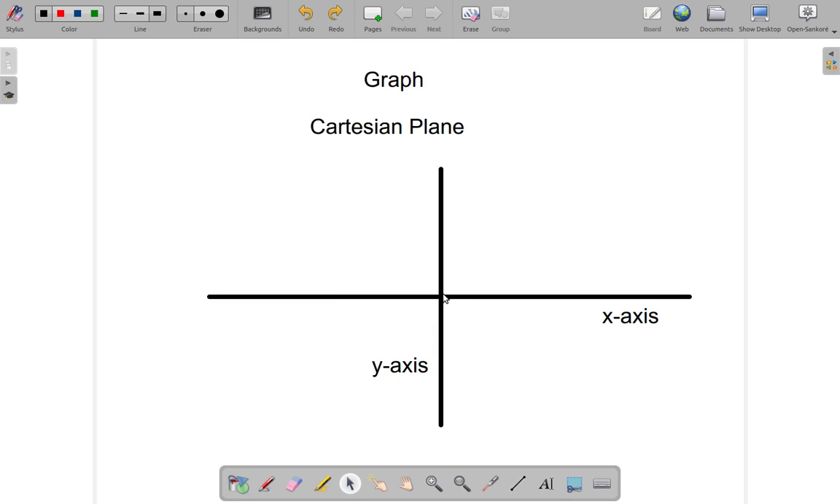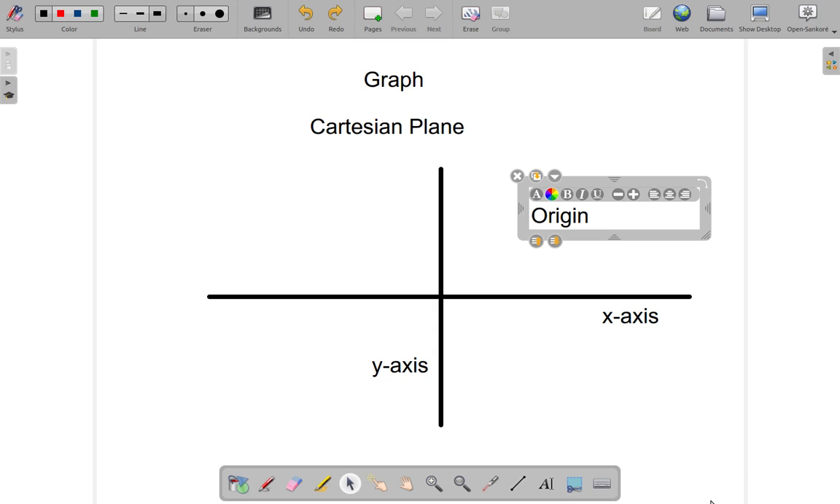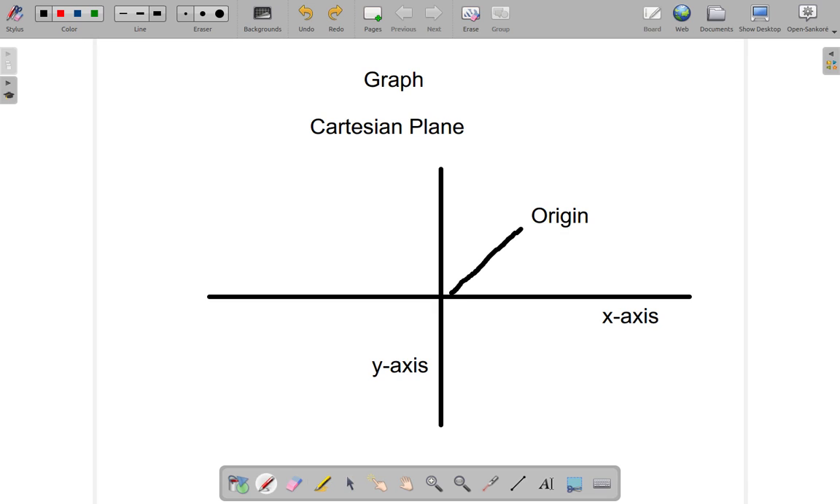Now right here where they cross, you call that the origin, right? So that is the origin. And the origin, let me just use this and highlight where it is. It's right there, right where both lines cross. That's the origin. Let me just get the origin away from here and kind of put it closer to the middle.